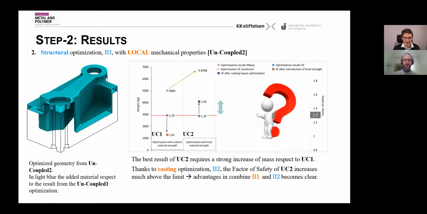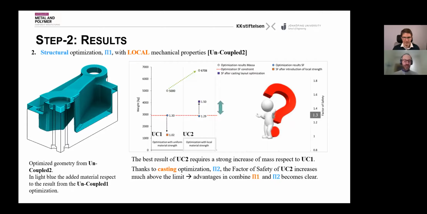So, Jakob? Yeah, so what you did here was to add the consideration of local material strength as a first approach to do that. Exactly. So you can see that you're adding quite a lot of material to decrease the stresses, basically. It doesn't mean that you have improved the material. You have added material, so you reduce stresses, basically. Yeah, exactly.